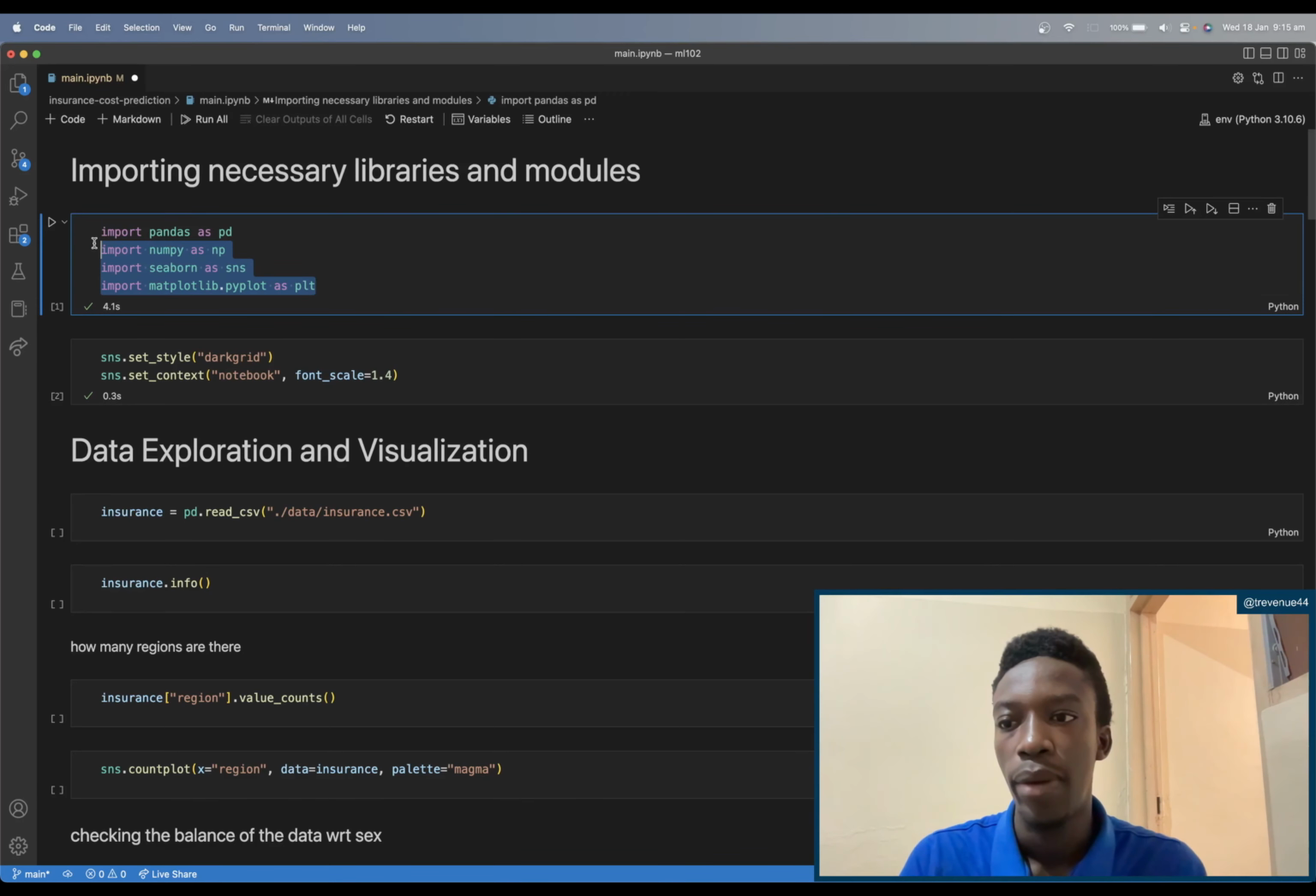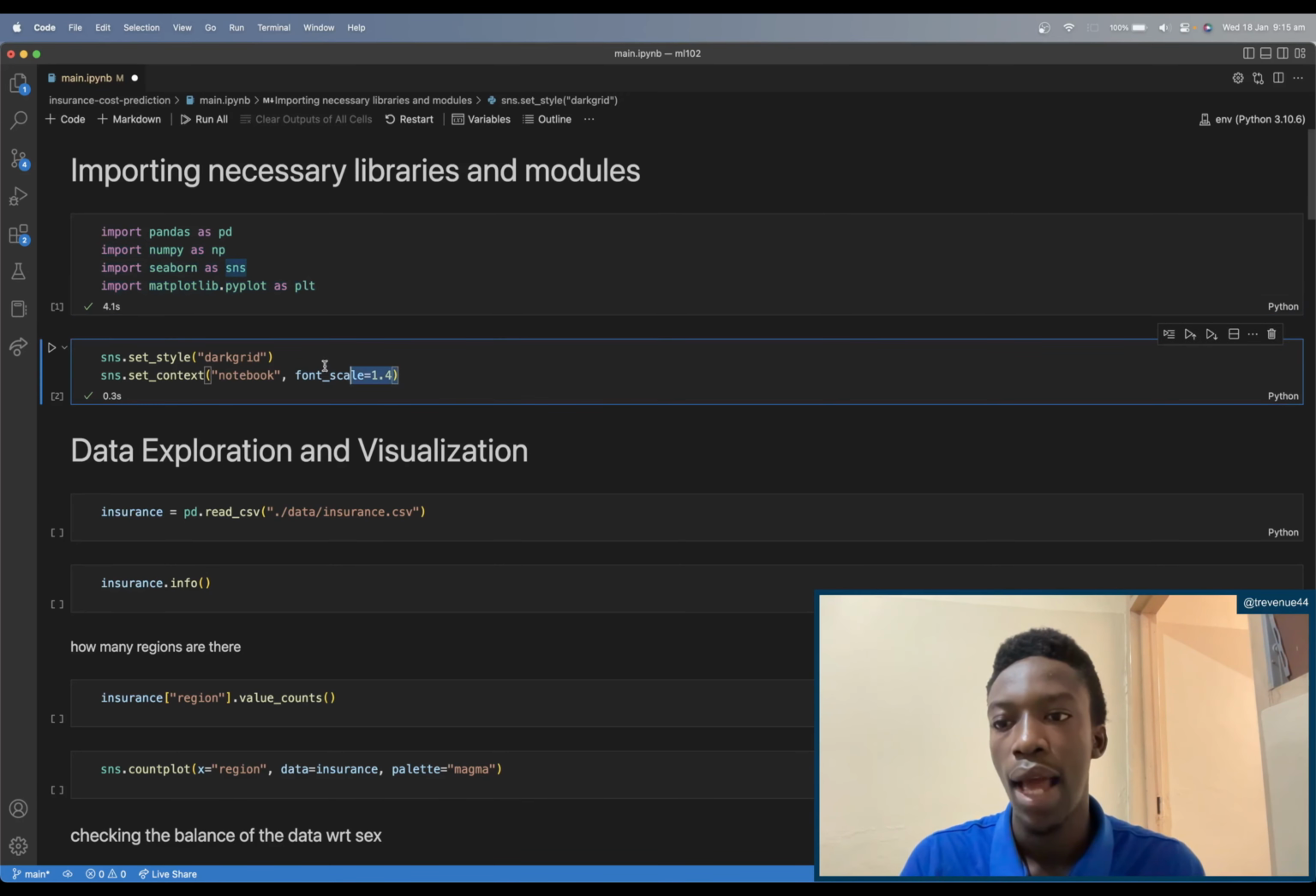So these are some dependencies that I've imported. These are just some configurations that I give my Seaborn. This is actually the first time I'm using Seaborn. Configurations I give my Seaborn in terms of the styling of the graphs that it's going to plot, essentially.